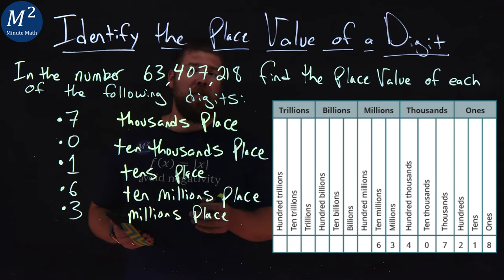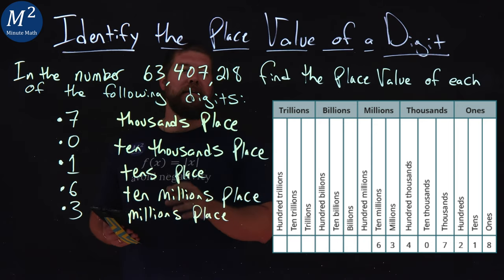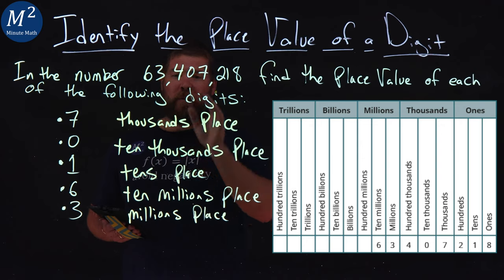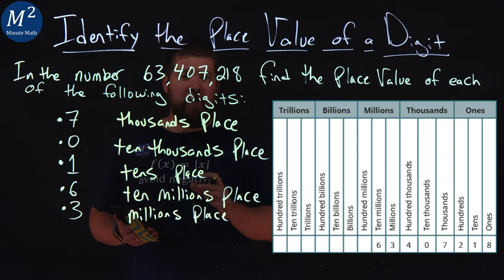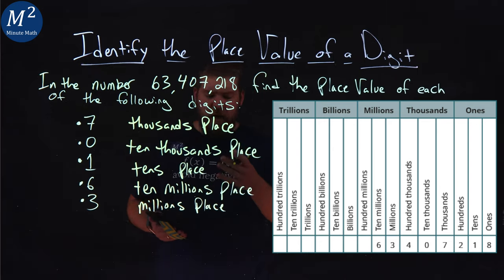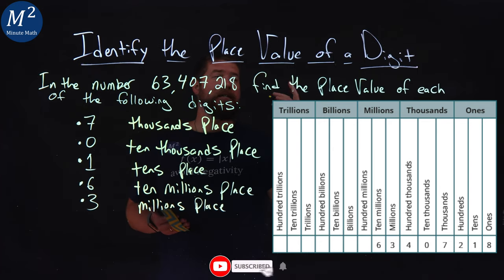Over time, we're going to get better at identifying specifically each one of these number values, where they are, what they're placed, and where the digit is, but these little charts can also help us get there when you're first learning. I hope you learned something here, how to identify the place value of a digit.